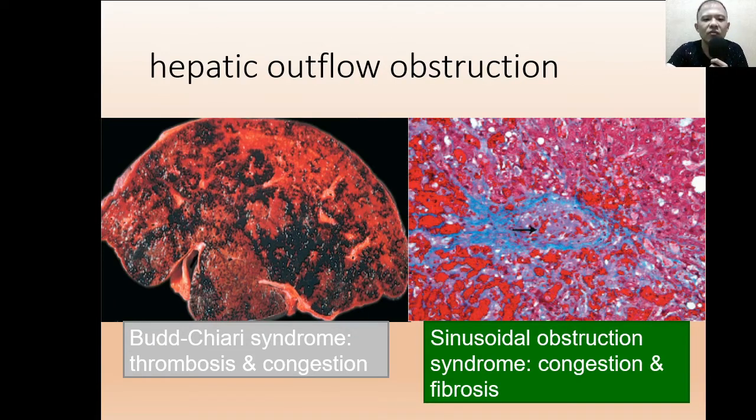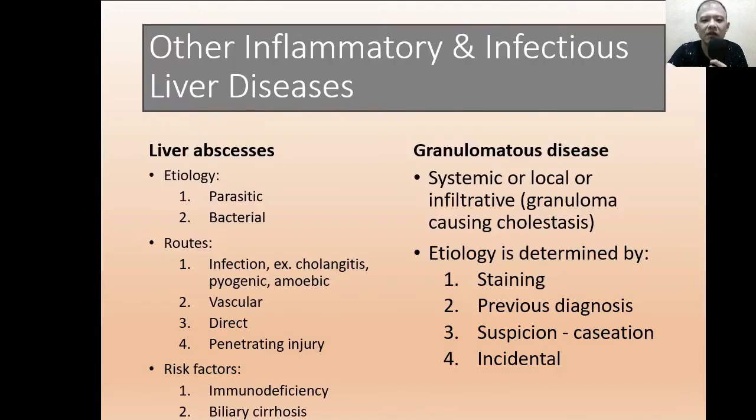So the one on the left is Budd-Chiari, and the one on the right is sinusoidal obstruction. The one on the left is more particular with thrombosis. The one on the right is due to toxins and other inflammatory and infectious liver diseases as well. Okay, so you have liver abscesses. We have examples of liver abscesses in the laboratory.